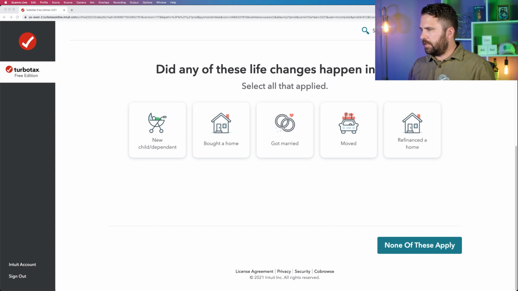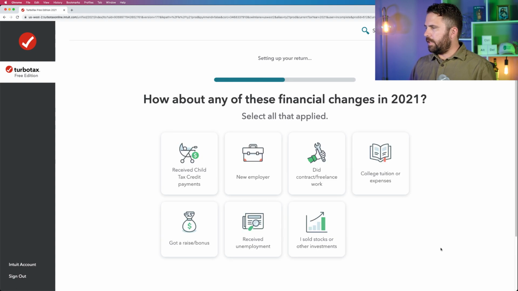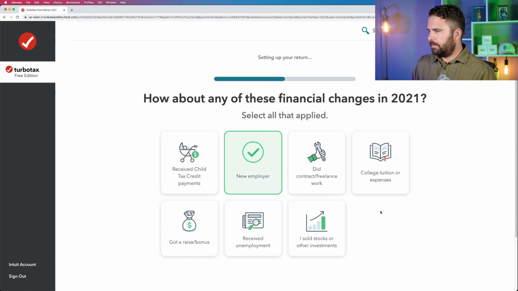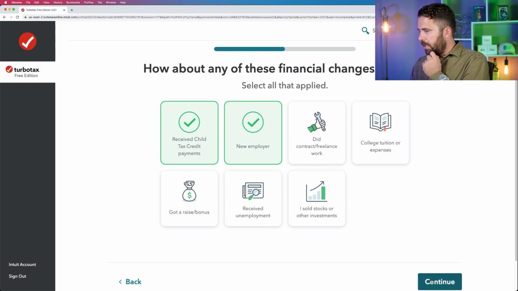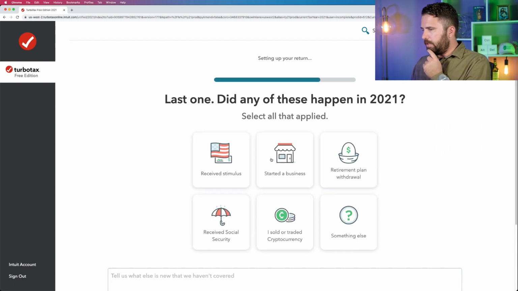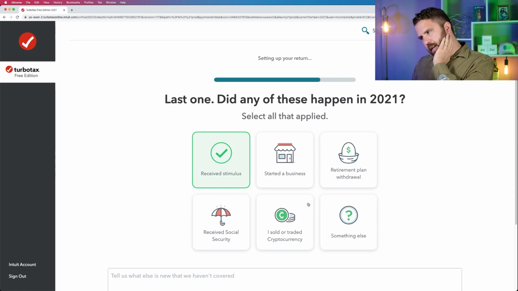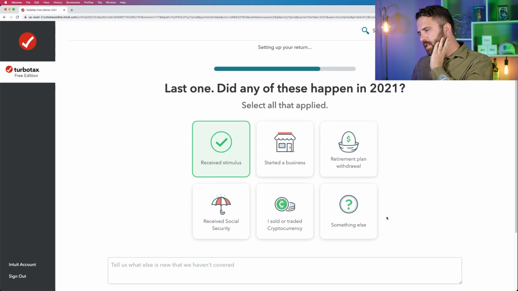Did any of these life changes happen in 2021? I'm going to say that none of these apply. Obviously, you would choose the ones that apply to your situation. I guess I'll say new employer to go with the narrative here. Yes. I'll say my taxpayer here has a child and that he received child tax credit payments for them. I will say that he received the third stimulus. And that's it.